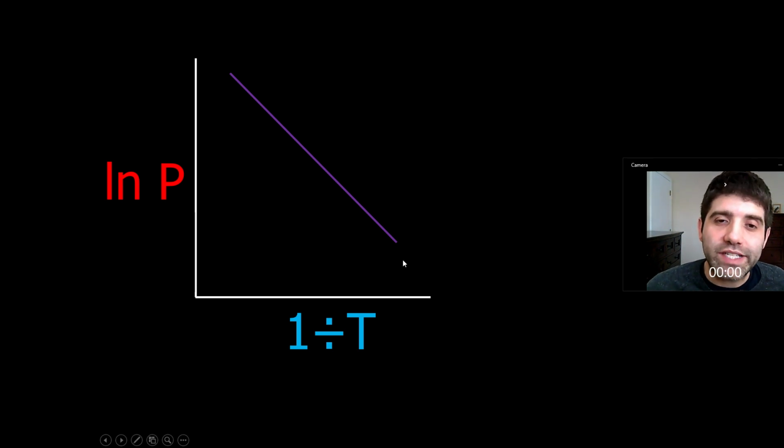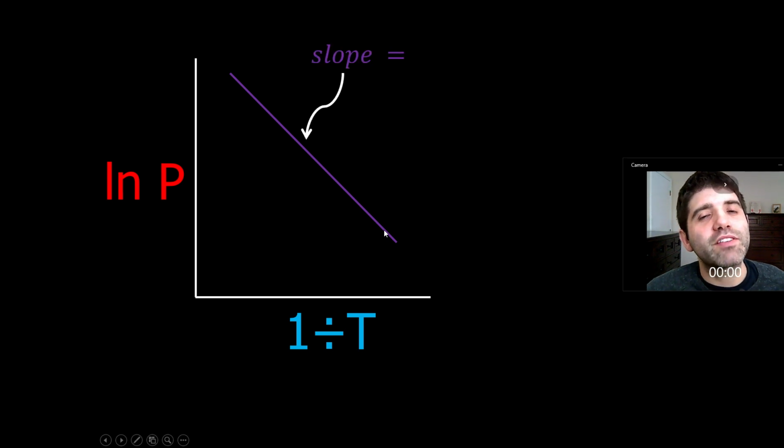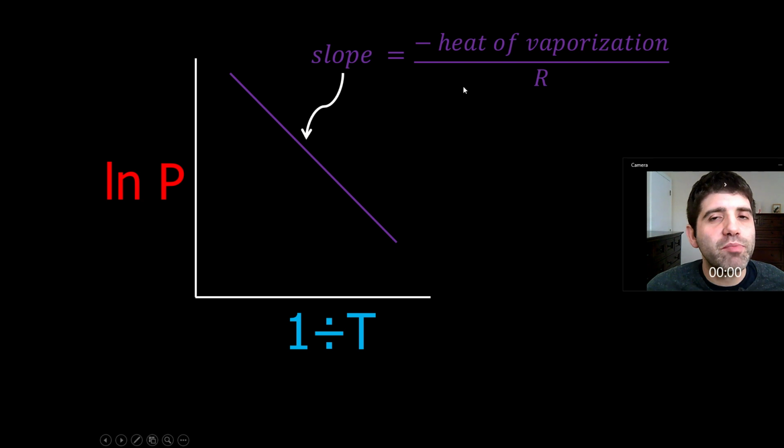The line's going to go down, so that means that the slope is going to be a negative number. And from the slope, which we can have a spreadsheet tell us, we can determine the heat of vaporization given this constant right here. So we're going to use a spreadsheet to make the graph, tell us the slope, and then we can use the gas constant and the value of the slope to calculate the value of the heat of vaporization.